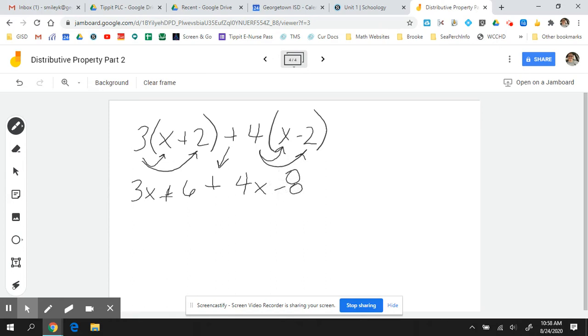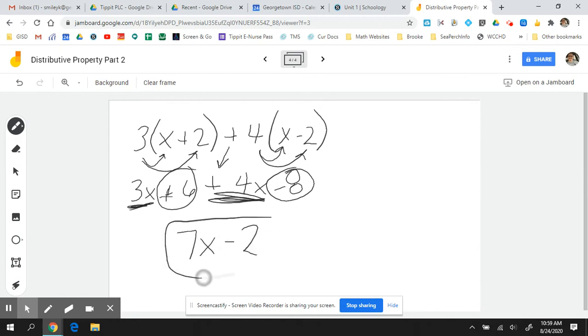All right, now we combine like terms. So my x's are going to be underlined, so you can kind of tell the difference, and my numbers will be circled, just regular old whole numbers. So 3x plus 4x gives me 7x. 6 minus 8 gives me -2. That would be my answer. Okay, this is definitely longer. It has a little bit more steps, but you're still doing distributive property, and then you combine like terms if you can.